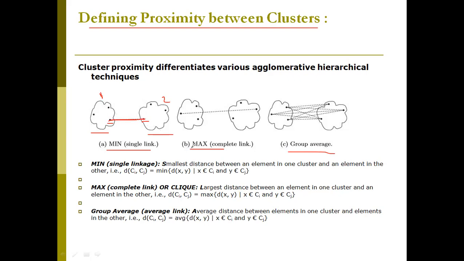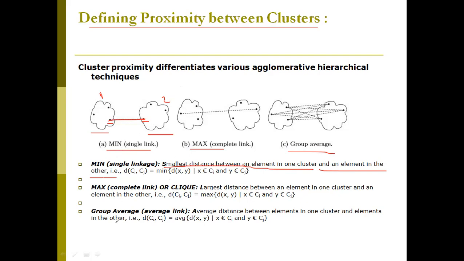The minimum distance between two clusters is the distance between the nearby data points of one cluster and another cluster. So here we have a definition also: the smallest distance between an element in one cluster and an element in the other cluster. Here we find the smallest distance between these two clusters, with one element and another element.